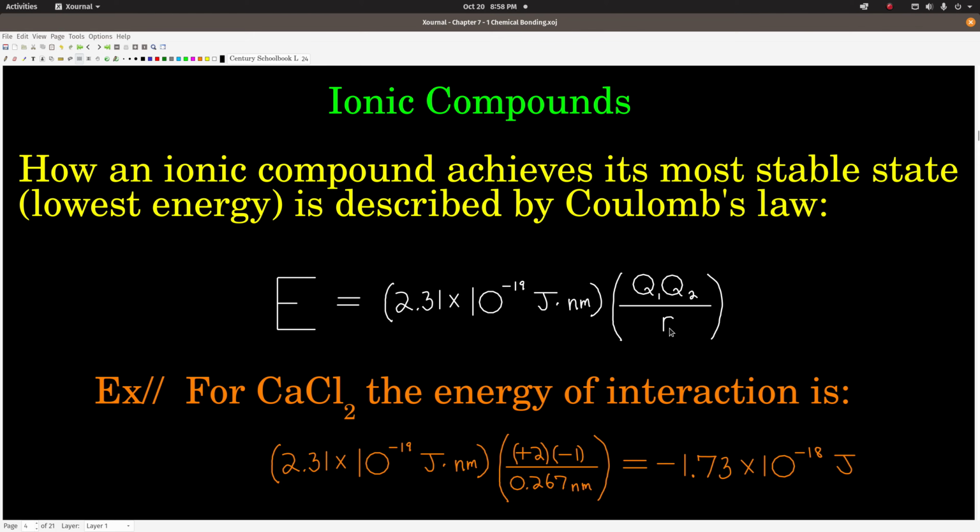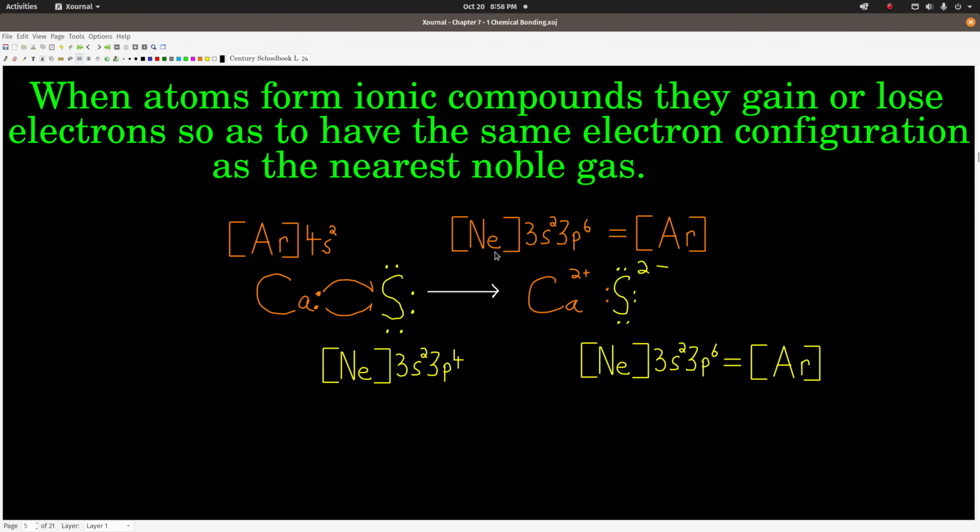And so if we plug that in for R, the calcium's charge is +2, and the charge on the single chloride ion is -1. So when we put it in here, we get -1.73 times 10 to the -18th joules. That negative sign there, guys, means that it's more stable for those ions to be close to each other than it is for them to be far apart. And that's why they stick together, and that's how ionic bonds and ionic compounds form.